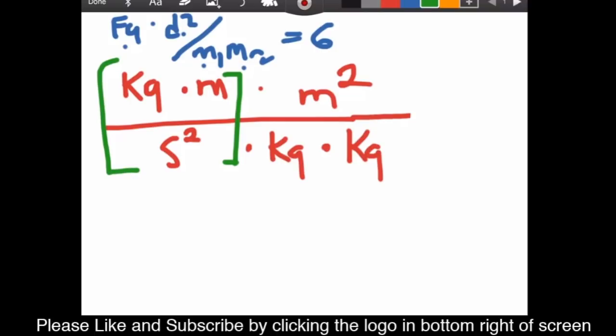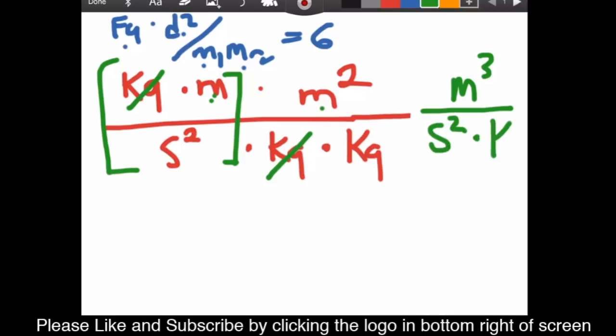Now, D squared is in meters squared. Mass 1 and mass 2 are both in kilograms. So this kilogram will cancel out. This meter will combine with the meters squared and will give us meters cubed. We have second squared times kilograms. And that is our unit of measurement for the gravitational constant.